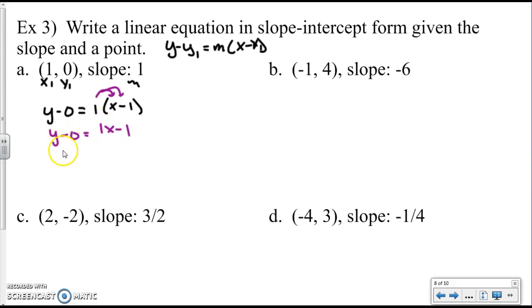And then I needed to get the y by itself. Well, if there's 0 there, I don't really need to do anything. Remember, I don't usually write 1s in front of my x's. So this would be my final answer in slope-intercept form. Okay, let's do another one.